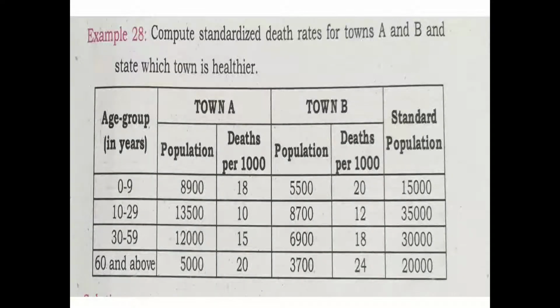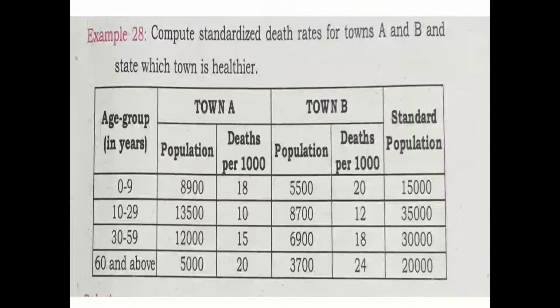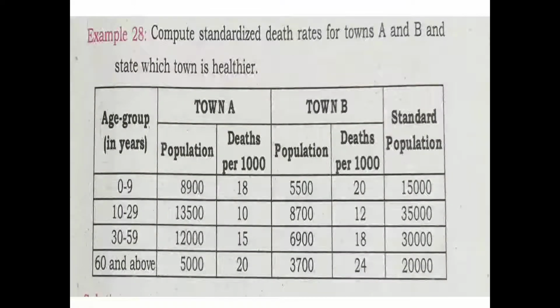Compute standardized death rates for the following towns A and B. State which town is healthier. Now when you see this problem, you can find in town A population and deaths per thousand. In the same way, in town B, population and deaths per thousand is given. Now you need to think whether you need to calculate the age specific death rate.